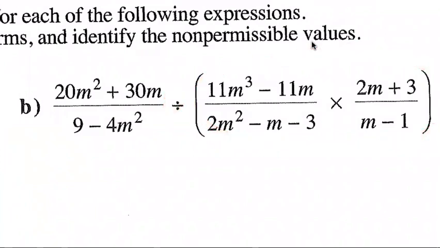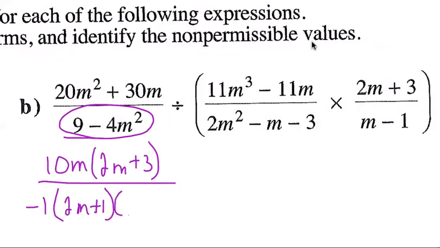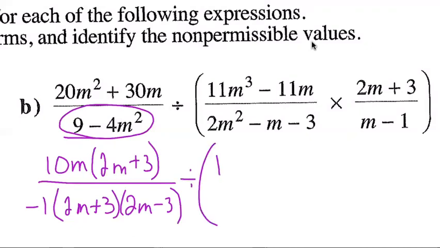20m squared plus 30m is going to factor to 10m, 2m plus 3, all over. This is difference of squares, but it's backwards, so I'm going to factor out a -1, and that'll leave me with 2m plus 3, 2m minus 3, divided by, big bracket, 11m.